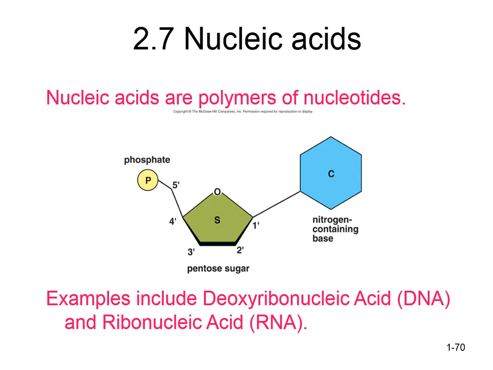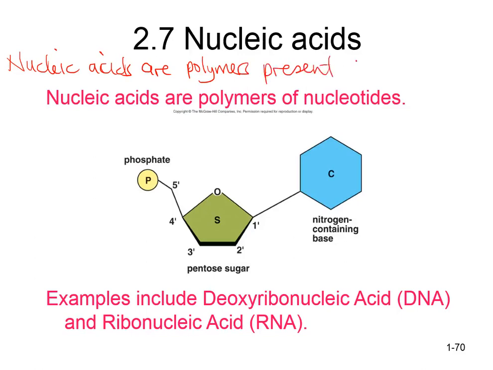Now let's talk about what is present in the nucleus of cells. So nucleic acids are polymers present in the nucleus of a cell.